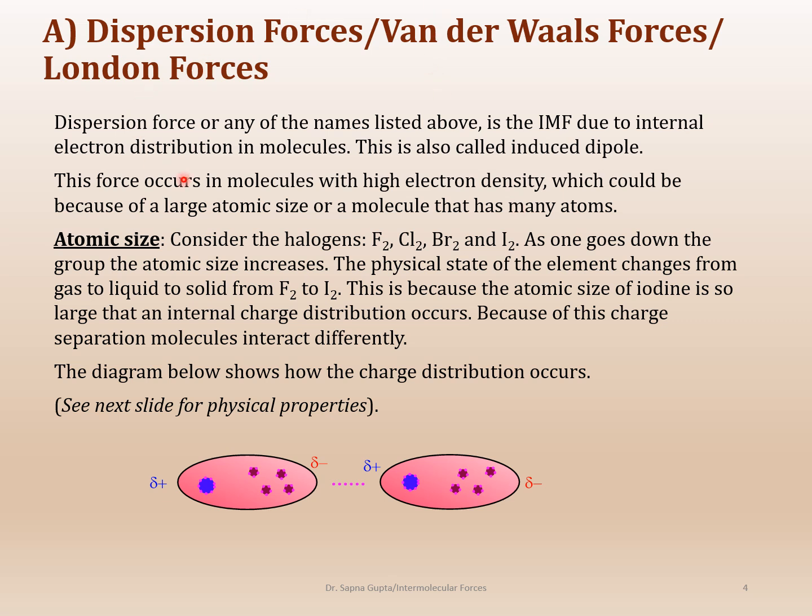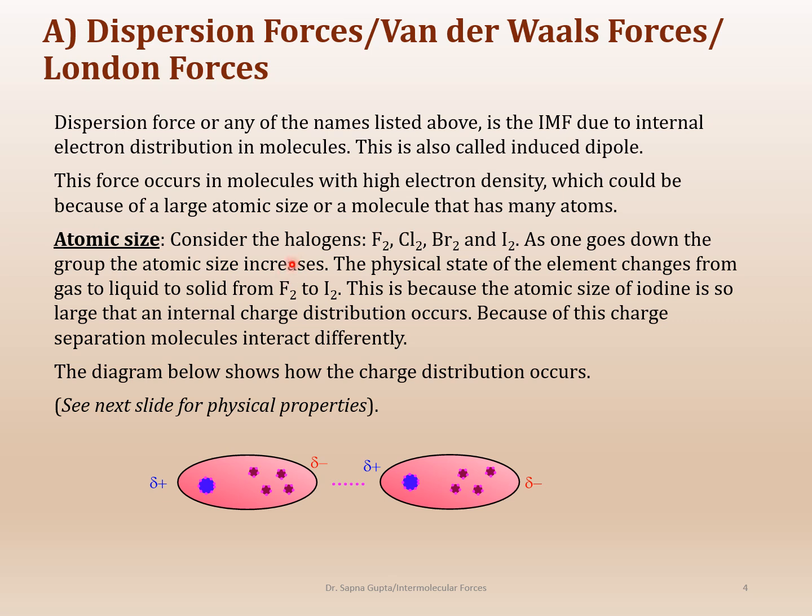Remember what I said over here is that this force is entirely dependent on just the size of the molecule, because there is no polarity. If you look at fluorine, it's a nonpolar molecule, so is iodine. But fluorine and chlorine are both gases, bromine is a liquid, and iodine is a solid. So something is happening as you go from gas to liquid to solid. The only thing that has changed is the size, which changed because of the electron density.